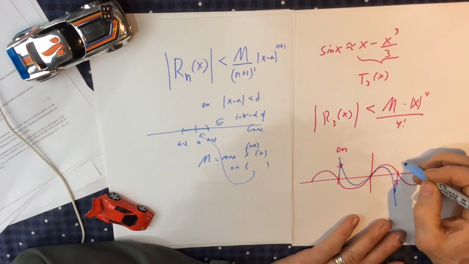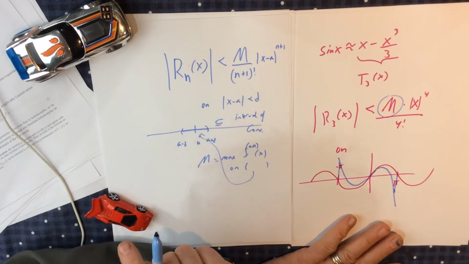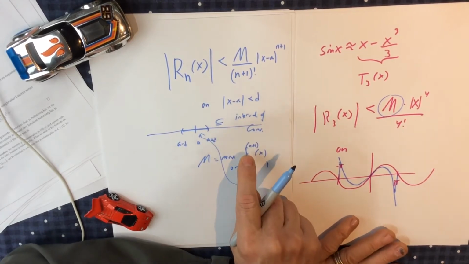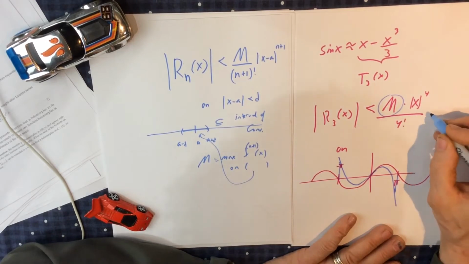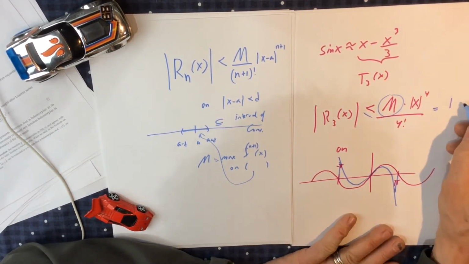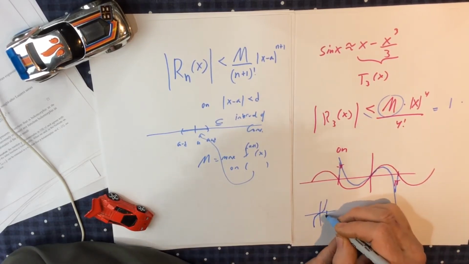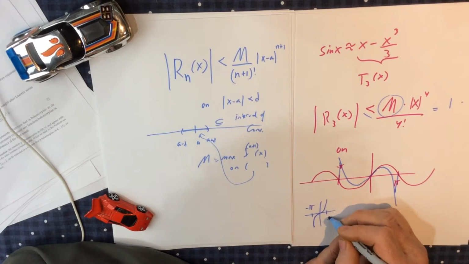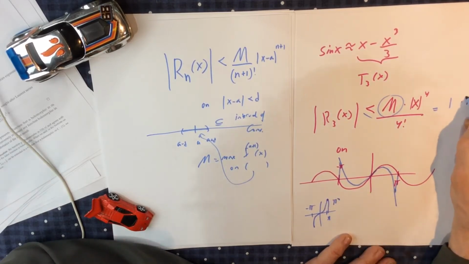Well, first off, we know that every derivative of sine is a sine or a cosine, and its max is always going to be 1. So this is very easily 1 times. Now the function x to the fourth looks something like this. On from minus pi to pi, the highest value it has is pi to the fourth.